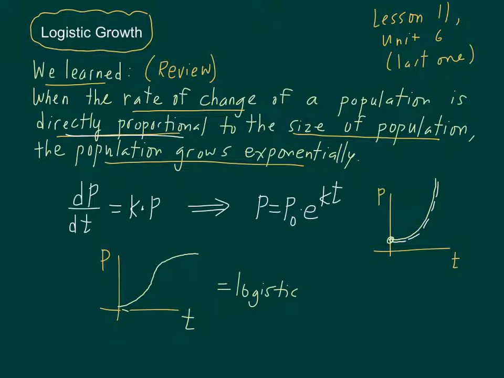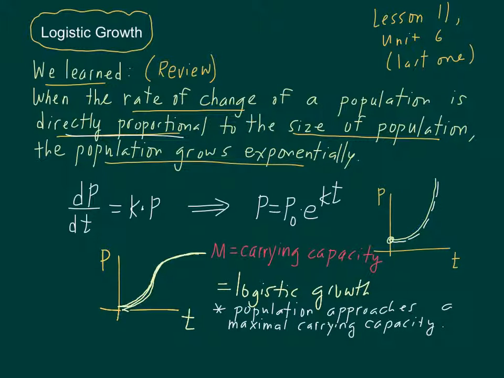So this is what we mean by logistic growth. It has a log in it. If you remember, a log equation kind of levels off. It grows very slowly. Initially, it's going to grow quickly, but then it's going to level off. So where it levels off, we give this a name. We call this the carrying capacity, and we use an uppercase M to represent it.